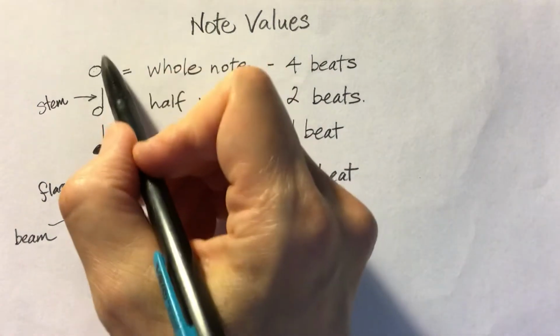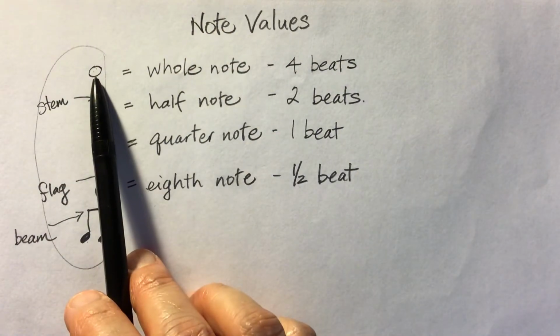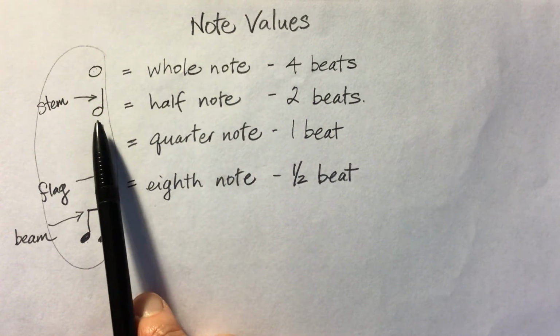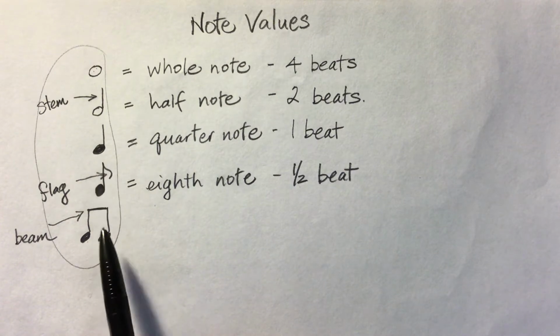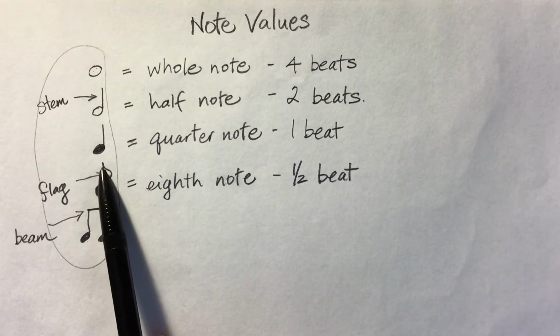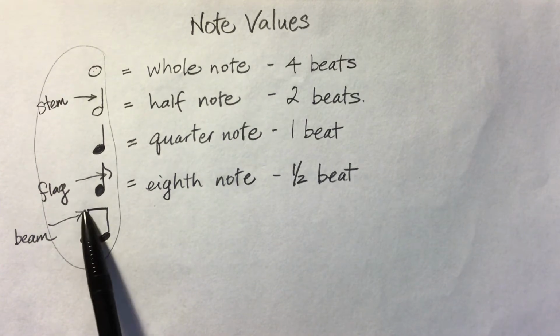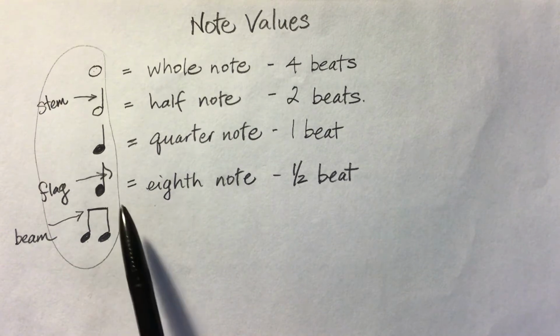So these are the ones that we need to make sure that you know. You have to know the names of them. Whole note, 4 beats. Half note, 2 beats. Quarter note, 1 beat. And eighth note: if you see it by itself, it'll have a flag. If you see them together like this, they'll be joined with a beam instead of a flag. They're all the same note value, eighth notes.